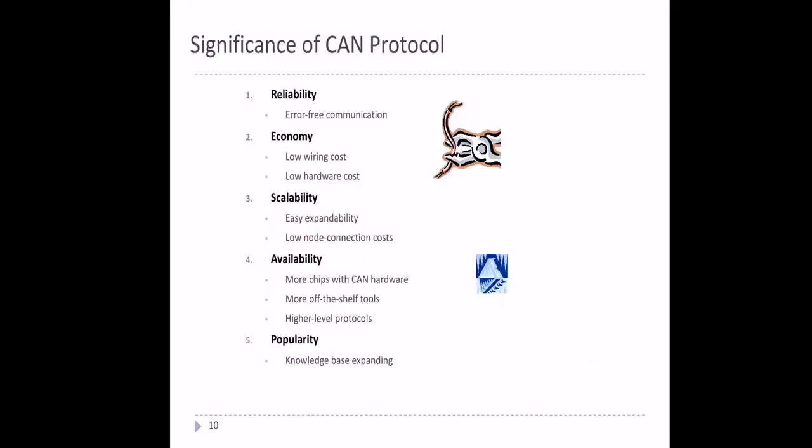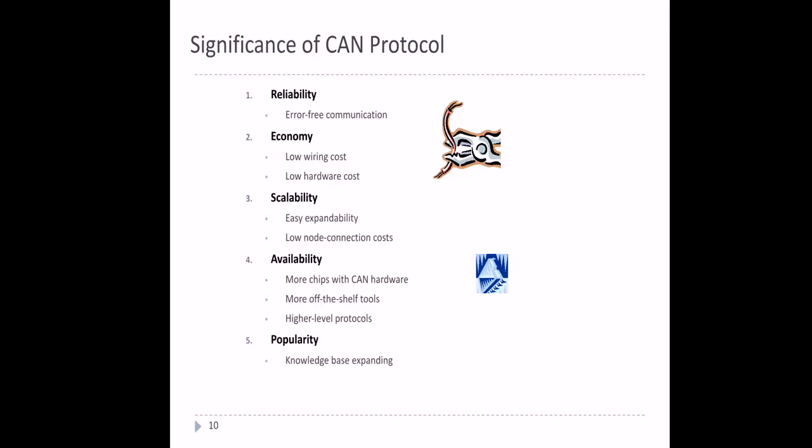Then the main significance of the CAN protocol: one is reliability. It's error-free communication. If there is an error, it will self-diagnose and repair itself. Then economy: of course, the wiring cost is low and hardware cost is also very low. Then scalability: it's easily expandable and has a low node connection cost.